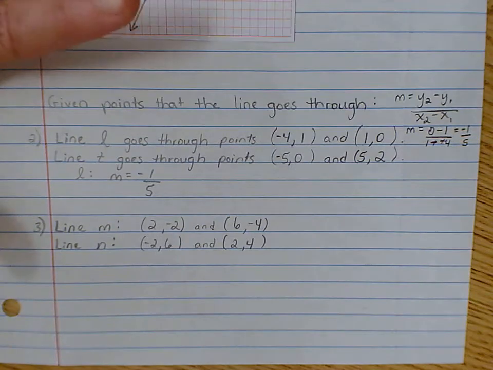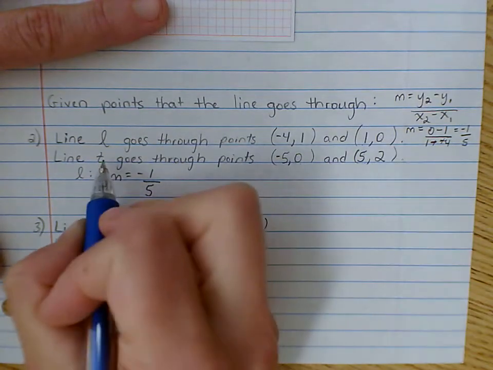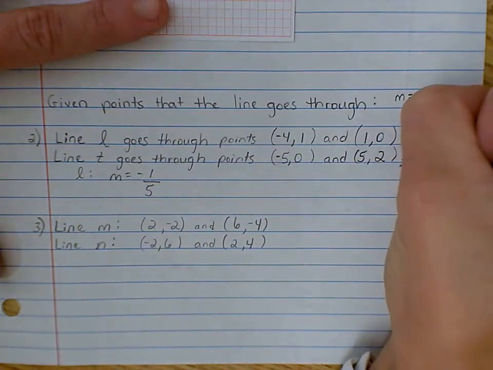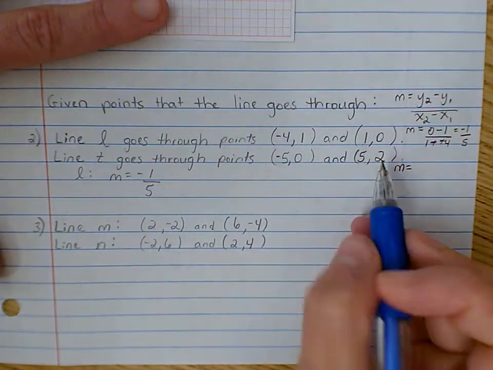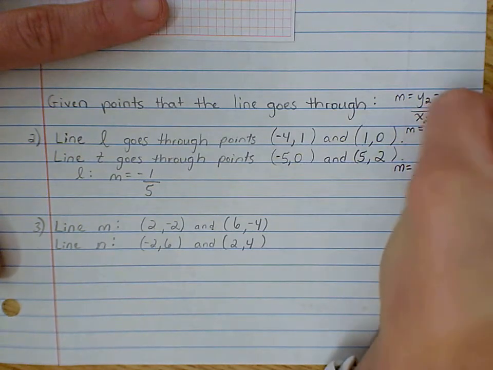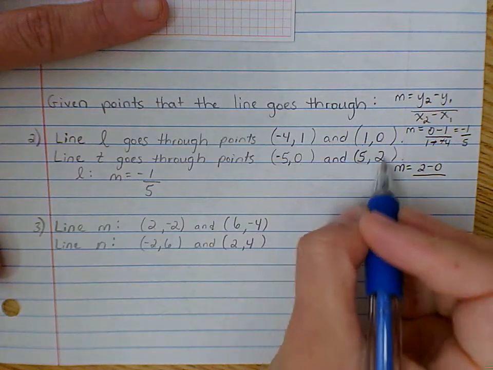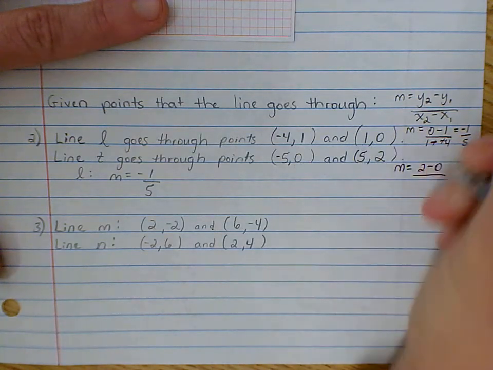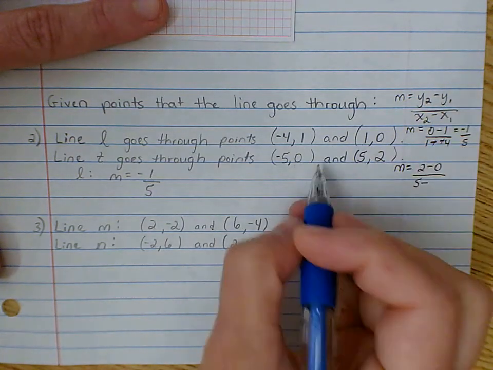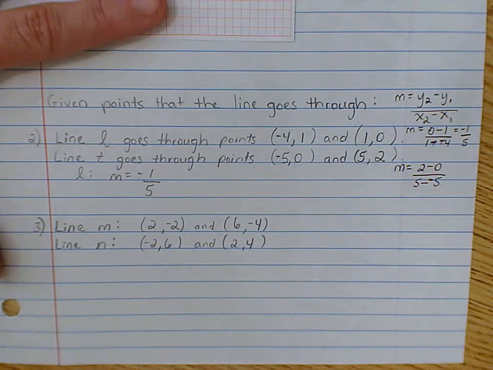Okay. So now we have to do the same kind of thing, but for this other line. So I'm going to plug it in my slope formula. So take your y values and subtract them. So it would be 2 minus 0 on top. And then on the bottom, I got to go back to this point on the bottom. So it'd be 5 minus, my other x value is negative 5. So it'd be 5 minus a negative 5.